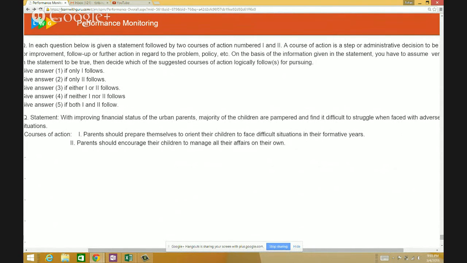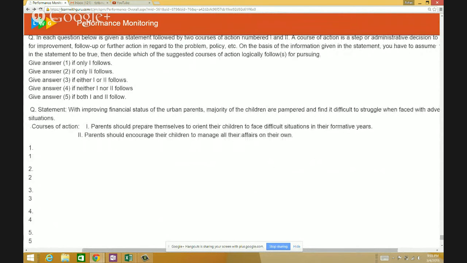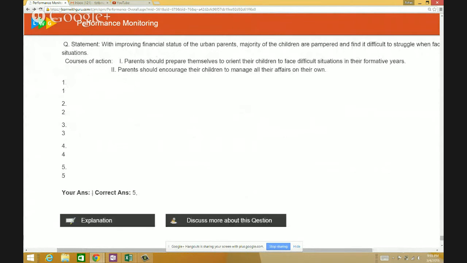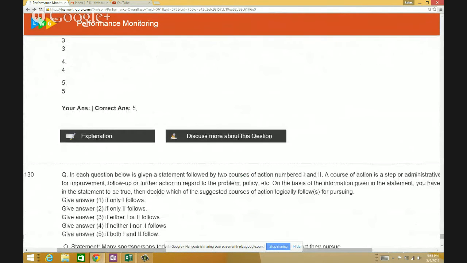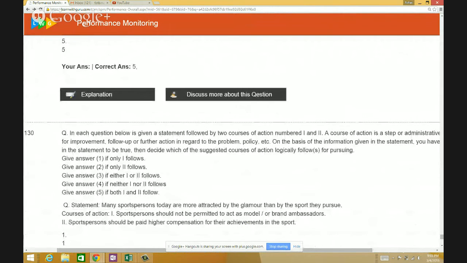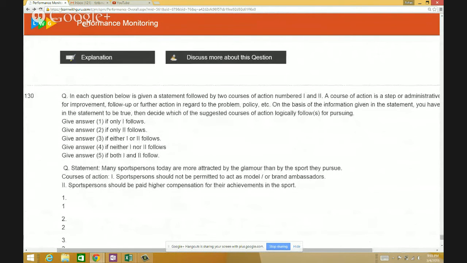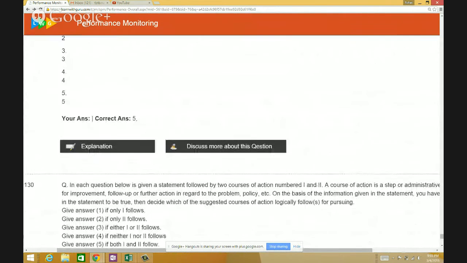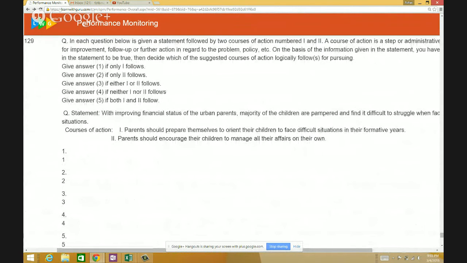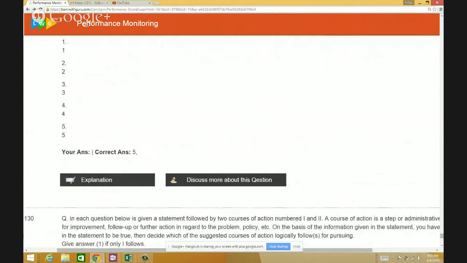Yes. Parents should encourage the children to manage all their affairs. I think both follow. So that's perfectly okay. Both of them are feasible options. Something like in the previous question, parents should throw the children out when they turn 16 or 17, does not follow. It doesn't follow because it's harsh. Keep that in mind.